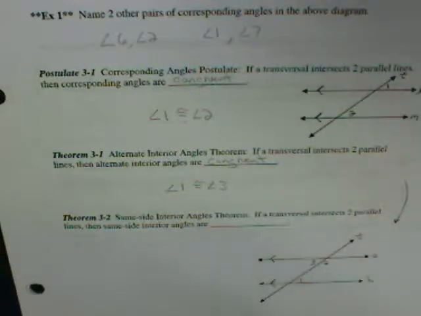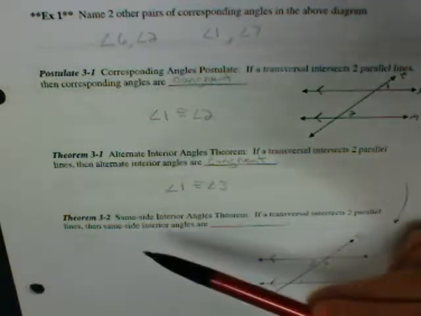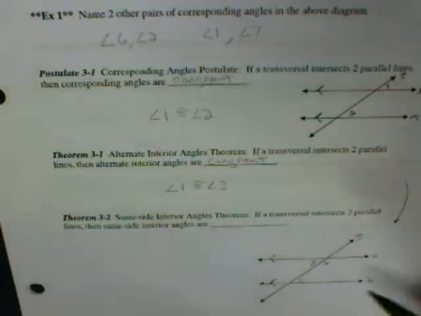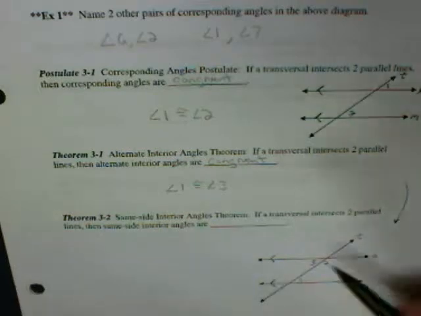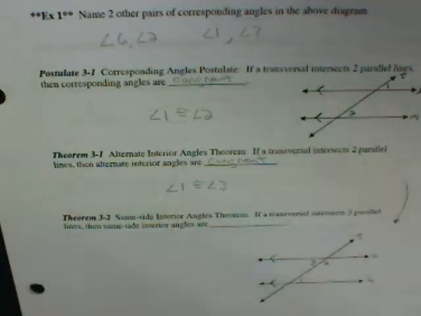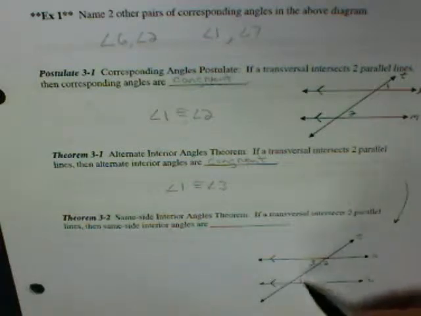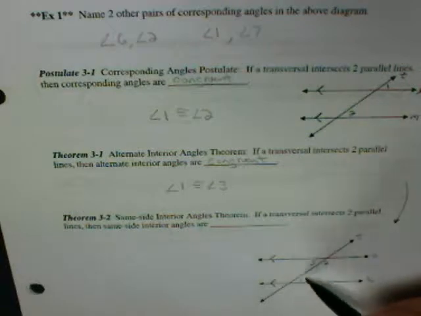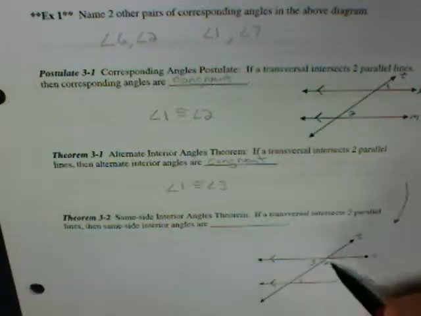Next theorem, using the same diagram, is something about same side interior angles. So it tells you that if you have parallel lines, and here's your transversal, then same side interior angles are going to be blank. Well, it's tempting to say congruent because we just filled in congruent for the last 2. But if you look at the same side interior, angle 1 and angle 2 are same side interior. They're on the same side of the transversal, and they're both interior. So they are same side interior angles.